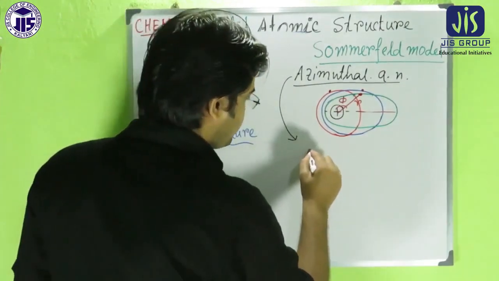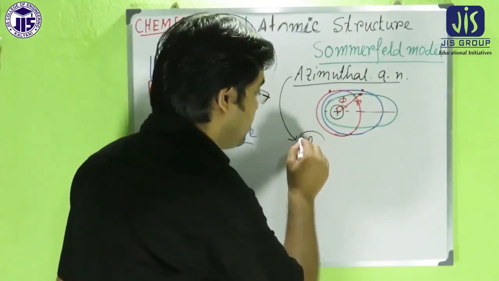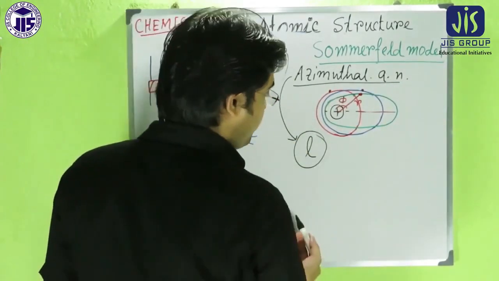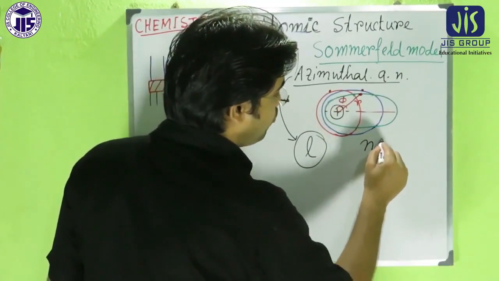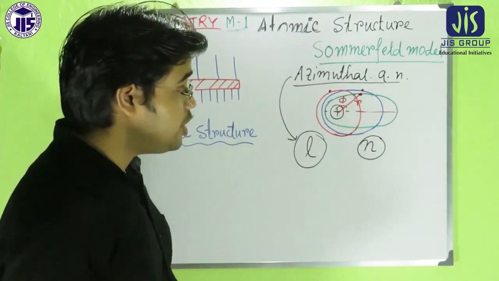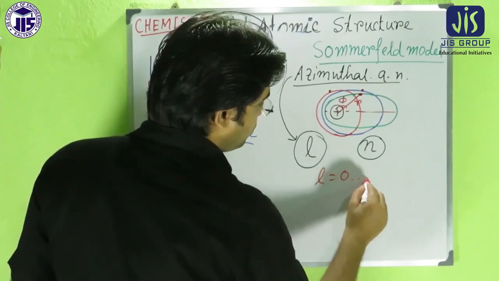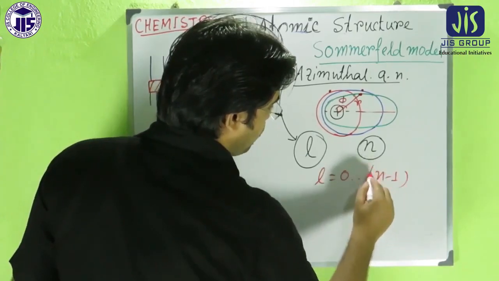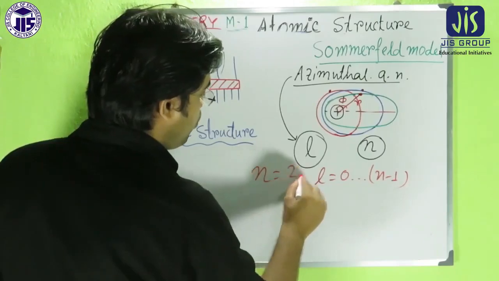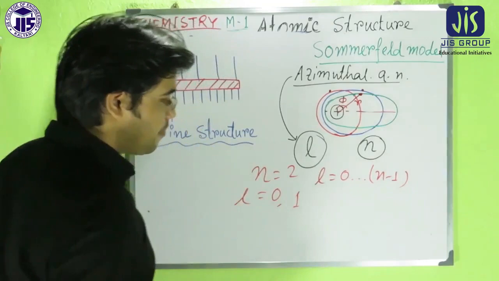According to Sommerfeld, the azimuthal quantum number is denoted by L. For a particular value of n, we know n was the principal quantum number, L will be 0 to n minus 1. That means, for example, if n equals 2, L will be 0 and 1.